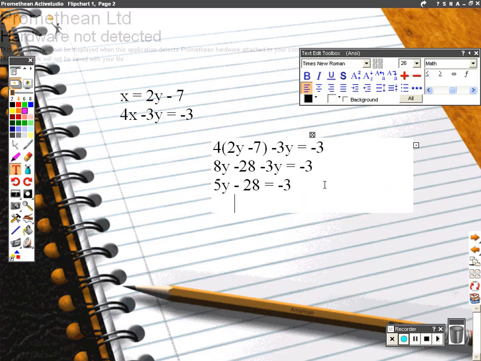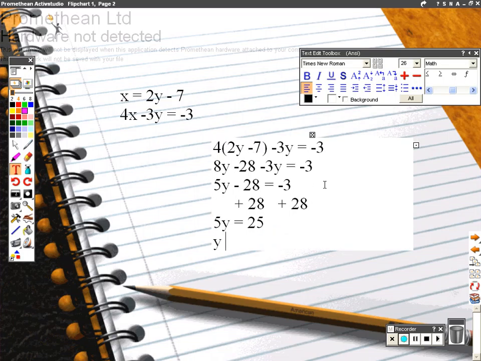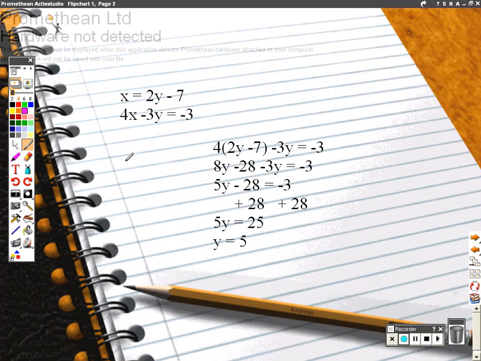I'm then going to add 28 to both sides, and that gives me 5y is equal to 25. I'm going to divide both sides by 5. y equals 5. Not done yet. I now need to replace this into this equation up here. So x is equal to 2 times 5, because remember, down here I solved y is equal to 5, minus 7. So x equals 10 minus 7, which is 3.